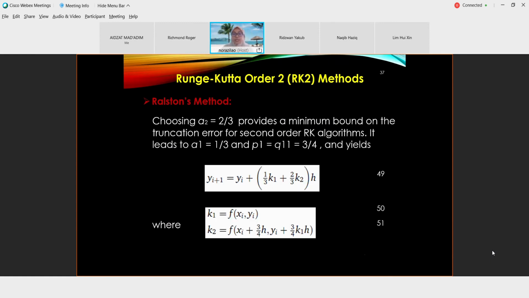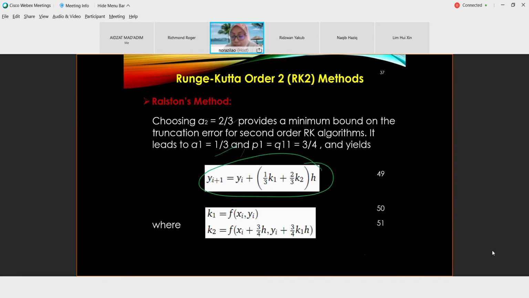And then for second order Runge-Kutta, if a2 is 2 over 3 and a1 is 1 over 3, then our general equation for second order Runge-Kutta, we call it the Ralston method: y(i+1) is equal to yi plus 1 over 3 k1 plus 2 over 3 k2, multiplied by h. So it depends on the values of a1 and a2.